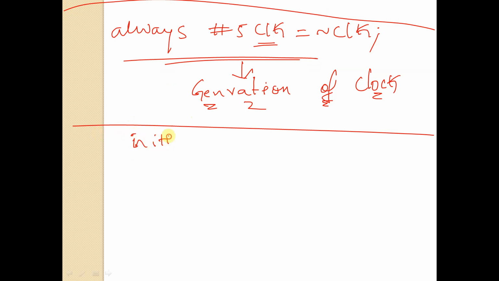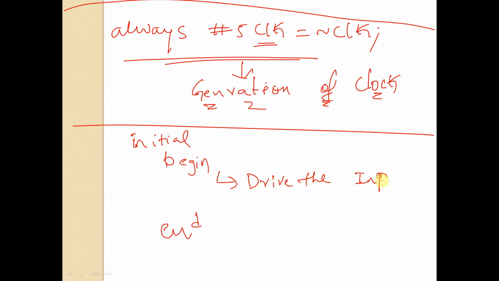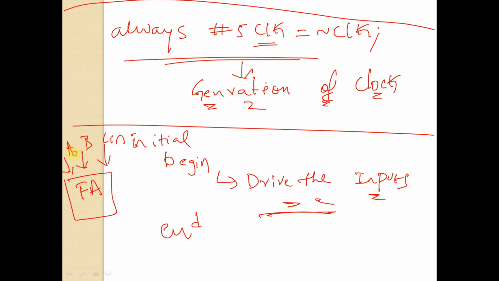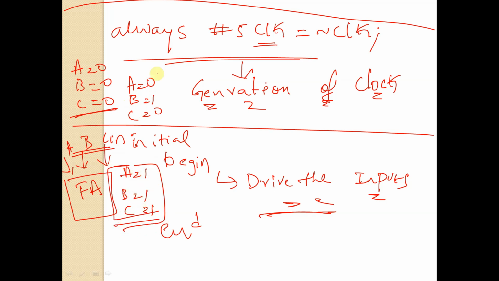And coming to again, within an initial begin block, we will drive the input stimulus. Suppose we have a full adder, then the inputs for our full adder will be A, B, C in. So we will drive different scenarios like A is equal to 0, B is equal to 0, and C in is equal to 0, and we will test for this. Or we can generate A is equal to 0, B is equal to 1, and C in is equal to 0. Or also A is equal to 1, B is equal to 1, and C in is equal to 1. Like this, we can generate multiple scenarios and drive them to the design. So this is how we can drive the stimulus to the design.